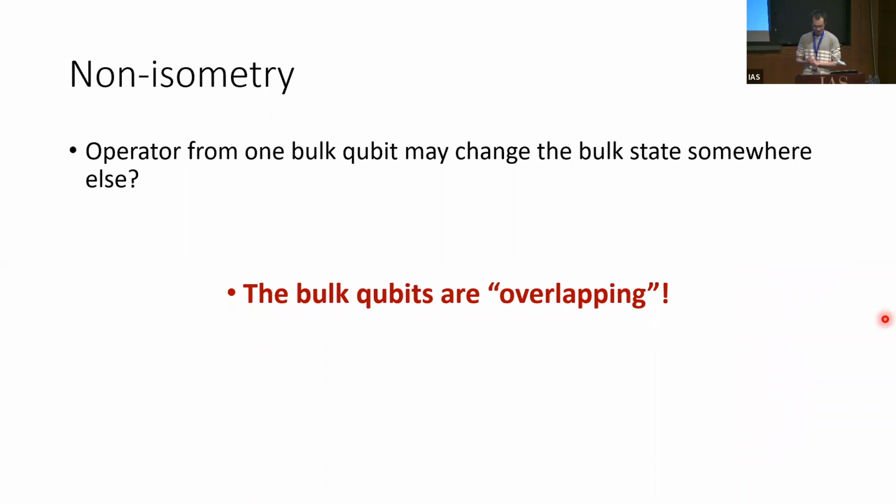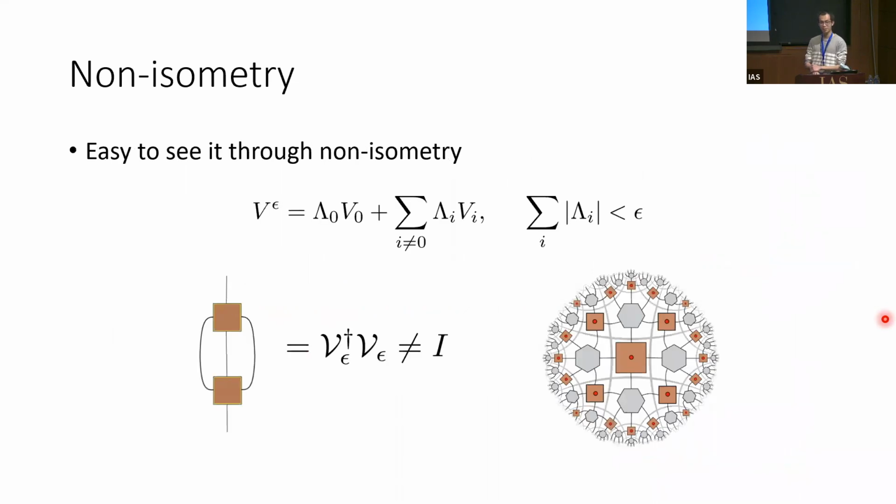The quick answer is that the bulk qubits are actually slightly overlapping, in that this picture that I'm showing you is a lie to children. It's sort of deceiving. Let me make it a bit more precise in the following way. It turns out that these encoding maps that we constructed using this tensor network are non-isometric. This can be seen from the previous definition. If you recall that V naught are encoding isometries, then we recognize the superposition of isometries is not necessarily isometric. So this encoding map is generally non-isometric.